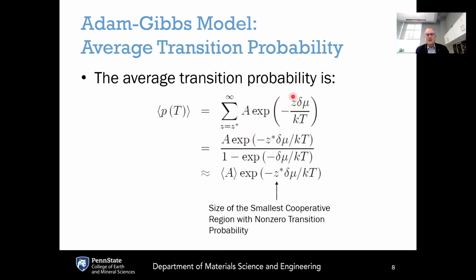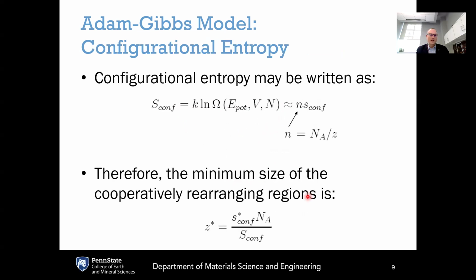And you'll note that Z here goes in the argument of the exponential, e to the minus Z delta mu over kT. The next assumption that they make is that out of this entire summation, the term that matters the most is the smallest Z, because any larger Z's would make this exponential decay term become much larger. And so they just pick off the one term that matters the most, which is the Z equals Z star term. And that is what gives this equation here, which says that the average transition probability is equal to some average value of this prefactor A times e to the minus Z star times delta mu, the chemical potential difference, divided by the thermal energy kT.